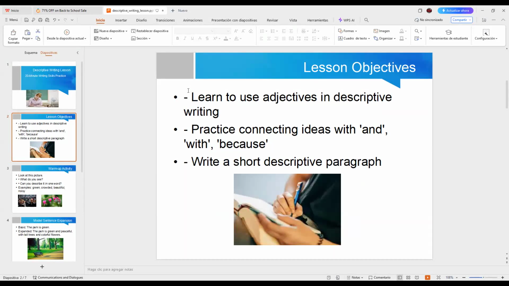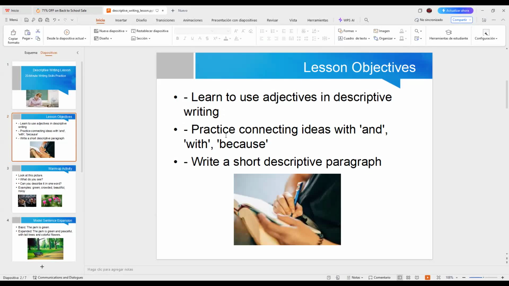The first one is learn to use adjectives in descriptive writing. In that case, the first moment, I think it's very important to make a difference between nouns and adjectives. Probably when they make sentences, they can see what the adjective modifies, right? The idea, in a positive and negative way, I think. This is very important for the reading.